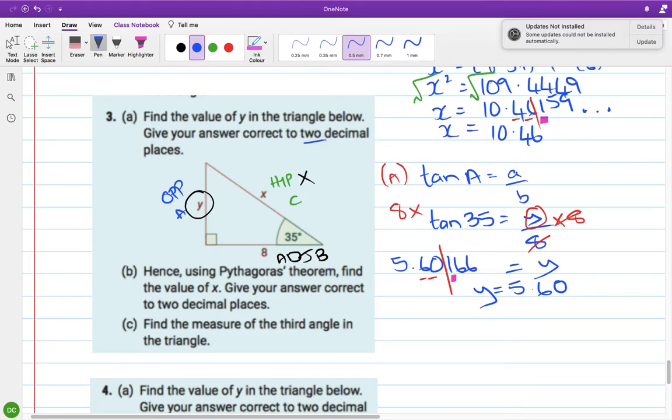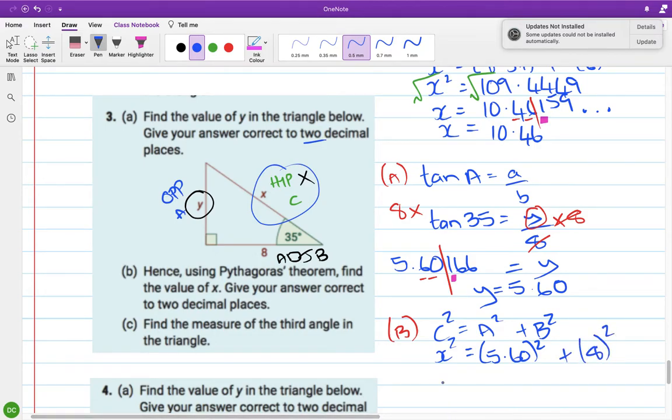Again, hence use Pythagoras. So part B, c squared equals a squared plus b squared. So c we don't know, it's called x in the picture. a was y, and we now know that y is 5.60 squared, and b is 8 squared. Okay, so 5.60 squared plus 8 squared. I'm getting 95.36.